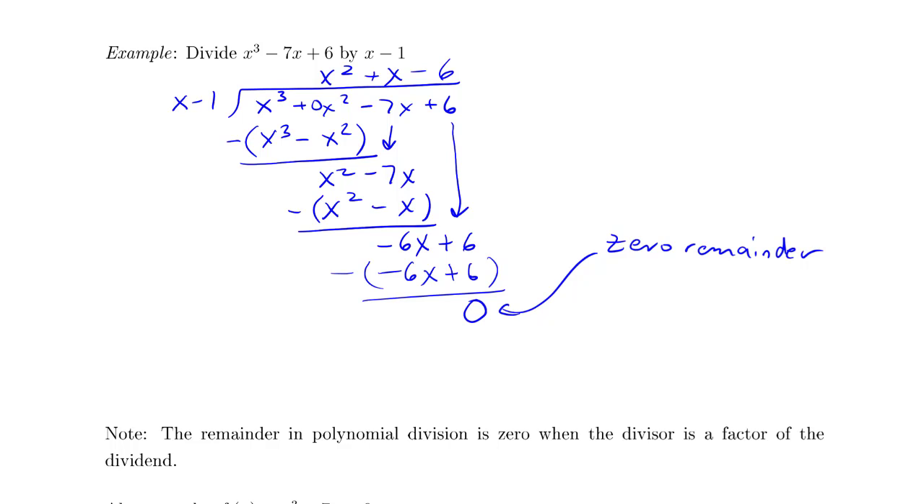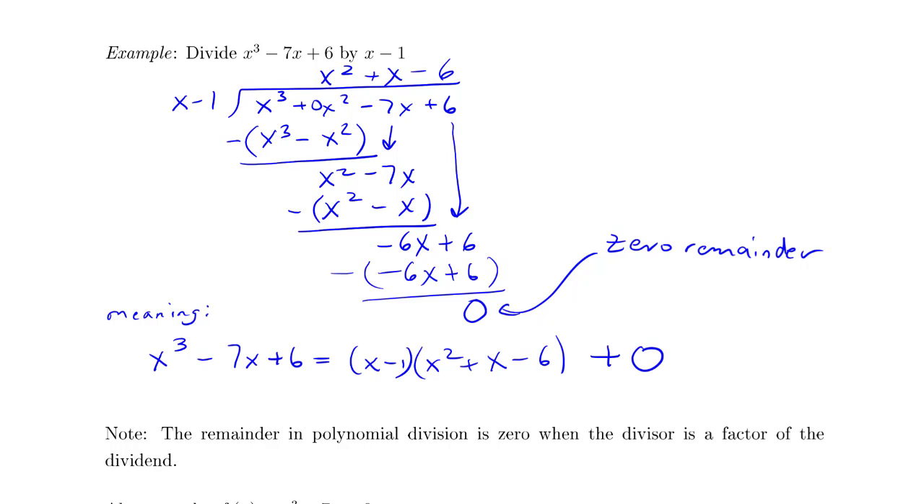So what does this mean? This means that I can write, let me just label this as the meaning, x cubed minus 7x plus 6 as x minus 1, the divisor, times x squared plus x minus 6, and that plus 0. So I'm not going to write that, but look what I've done. I've actually done some factoring. I was able to express this polynomial as a product of two other polynomials. So, in particular, I showed that basically this x minus 1 factors out of this.